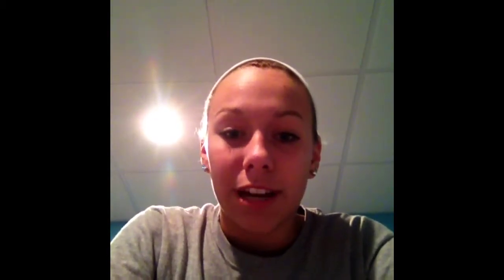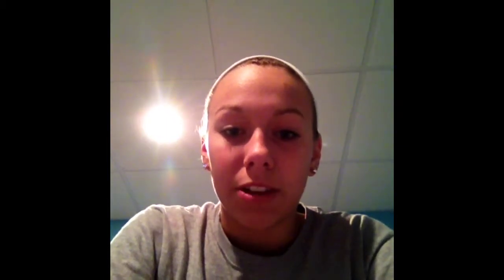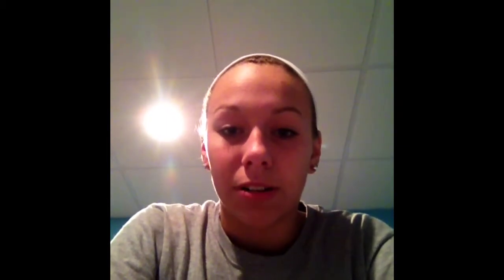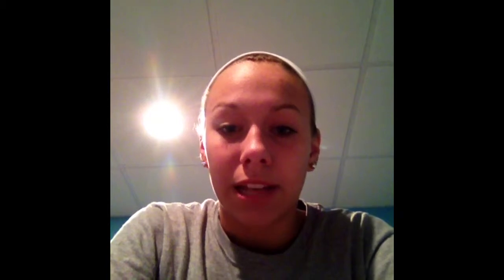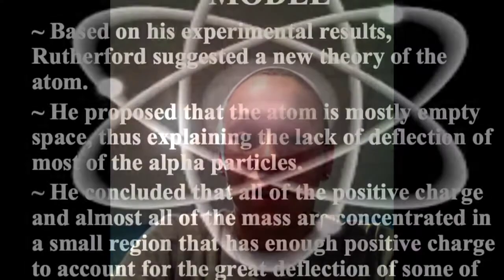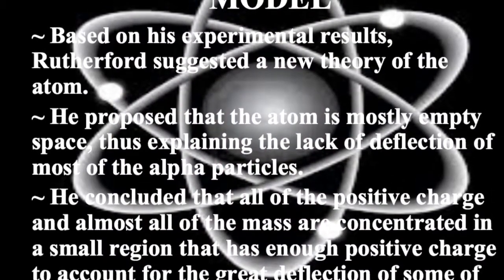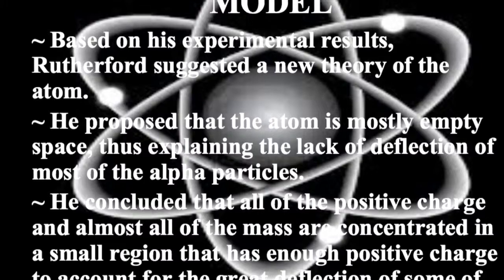In 1911, Rutherford and his co-workers wanted to test the existing plum pudding model of atomic structure, so they devised the gold foil experiment. Their tests used alpha particles, which are helium atoms that have lost their 2 electrons and have a double positive charge because of the 2 remaining protons. In the experiment, a narrow beam of alpha particles was directed at a very thin sheet of gold foil. Based on his experimental results, Rutherford suggested a new theory of the atom.